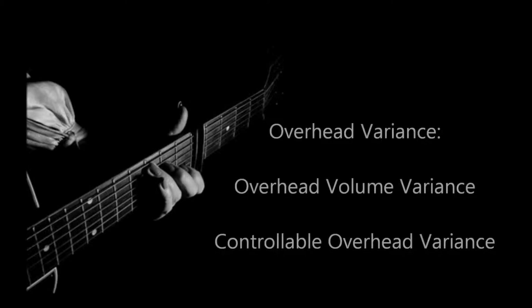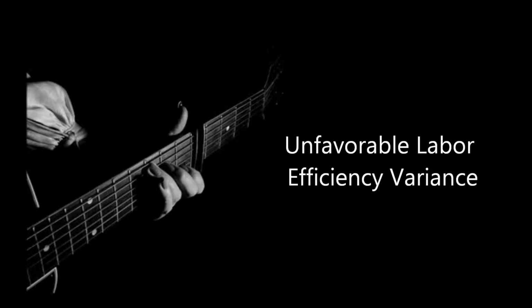Finally, for overhead, we have the overhead volume variance and the controllable overhead variance. Judy and I decided to analyze the unfavorable labor efficiency variance and the favorable direct materials price variance, as these variances relate to the other variances. Through our variance analysis, we found that there is an unfavorable labor efficiency variance. This means that the direct labor is not efficient at producing the guitars.